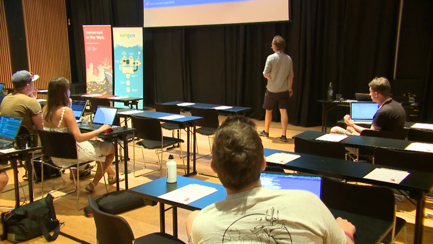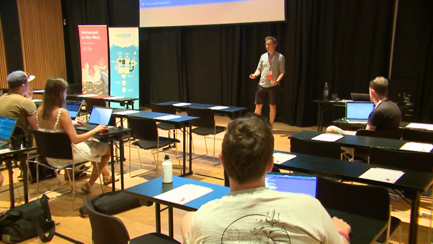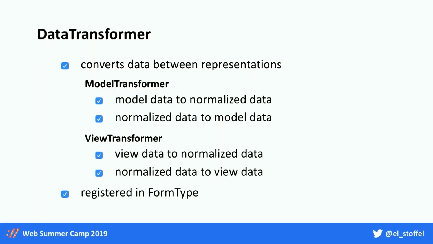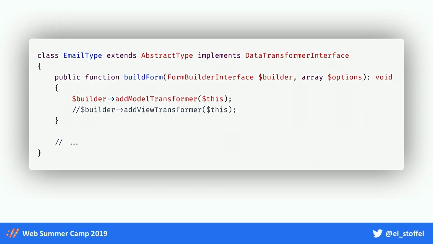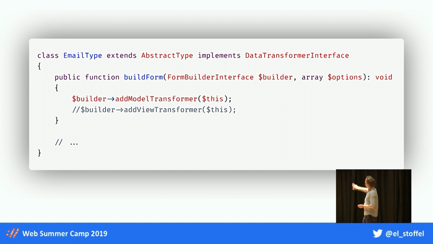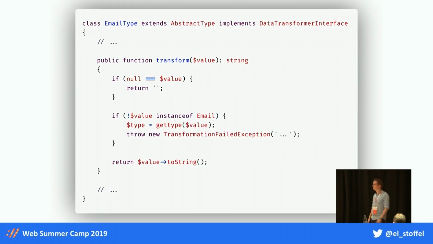All right. And as well, this one is registered in the form type. So once again, we configure the behavior of the form submit and the form set data using the form type. Looks something like this. Once again, we reuse the form type as a data transformer. And as we saw, there are two kinds of transformers. The interface is just one, but we can add it as model transformer or view transformer. And in our case, we also just use a model transformer.